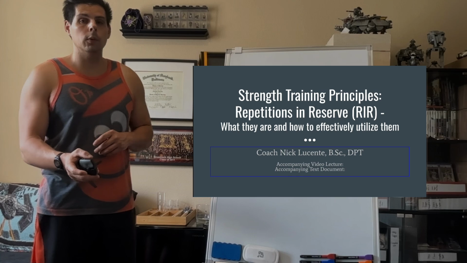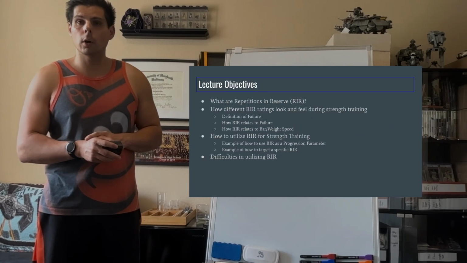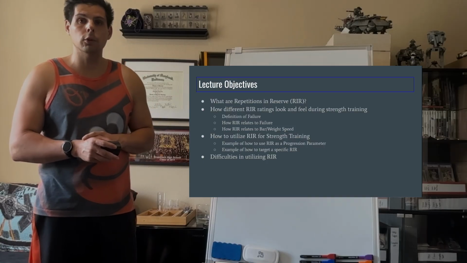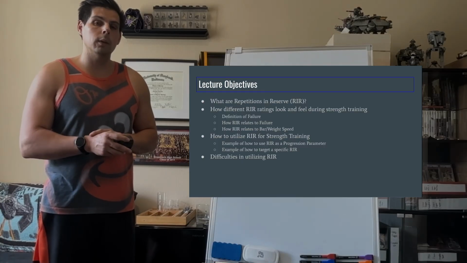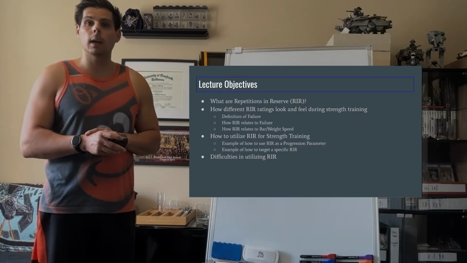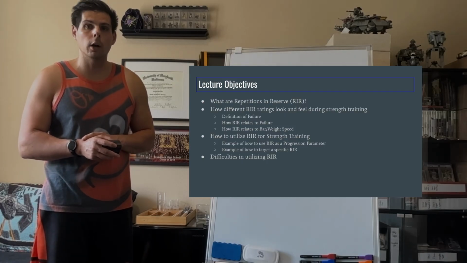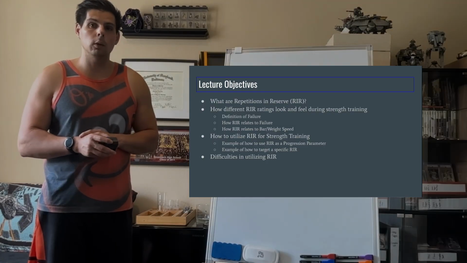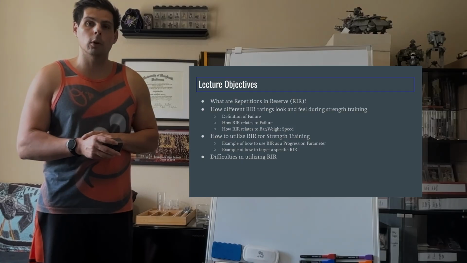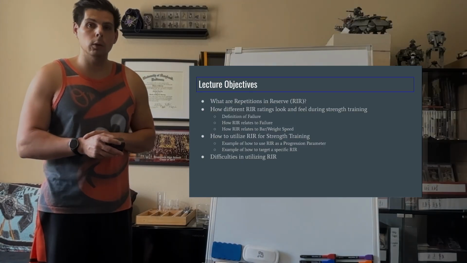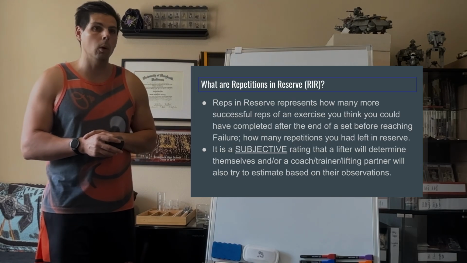So our lecture objectives for today, the first thing we'll do is look at what repetitions in reserve are. We will then look at how different RIR ratings look and feel during strength training. For that, we will first look at the definition of failure for this video lecture. We will then see how RIR relates to failure and then how it relates to bar/weight speed. From there, we'll be able to discuss how to utilize RIR for strength training with an example of how to use it as a progression parameter, and then another method of how you target a specific rep and reserve rating for a working set. And we will then conclude on some of the difficulties that people have in utilizing reps in reserve as a lifting tool.